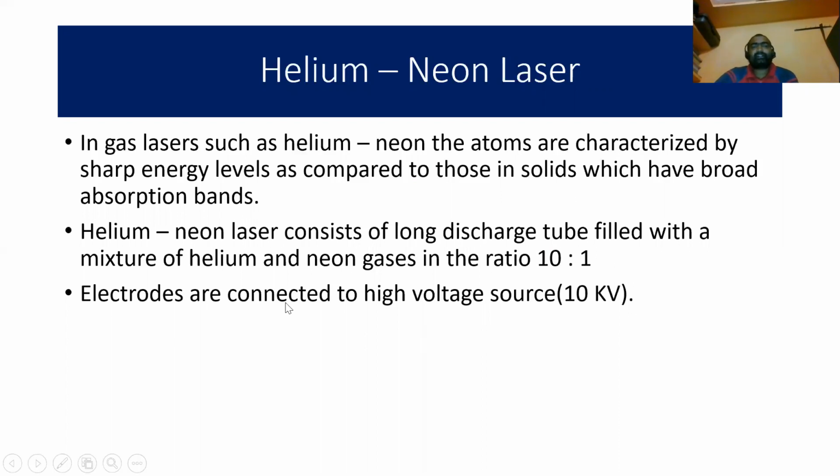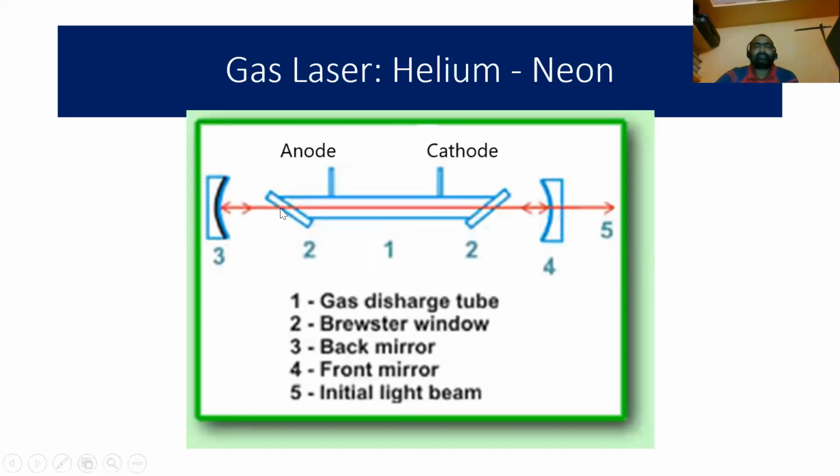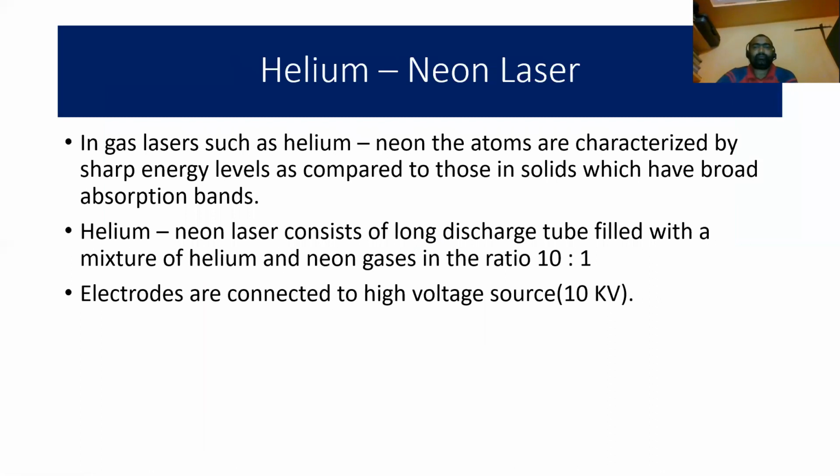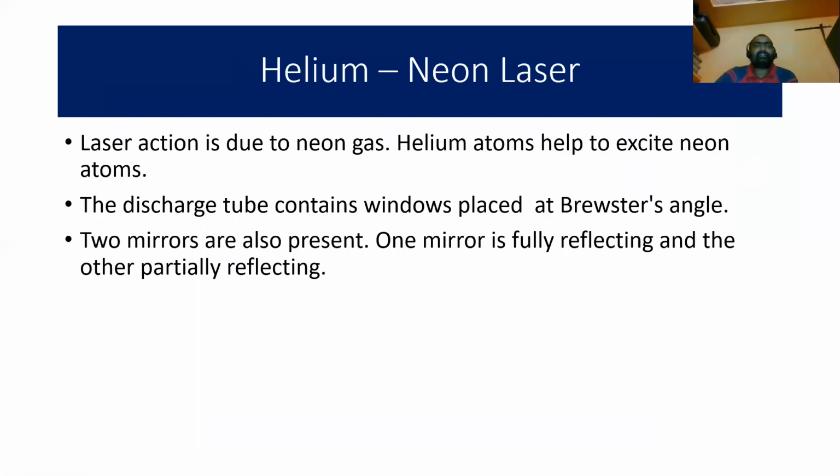Electrodes are connected to a high voltage source such as 10 kV. Here you can see from the diagram this anode and cathode, these are connected to a high voltage source. Laser action is due to neon gas. Helium atoms help to excite neon atoms.